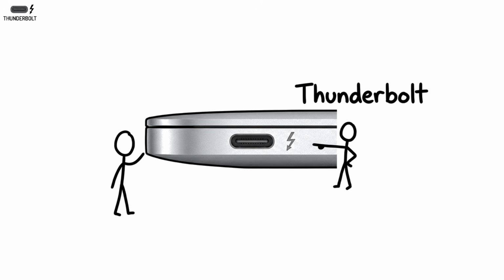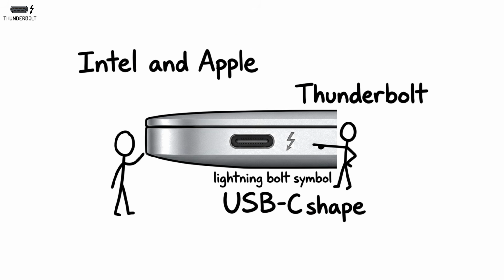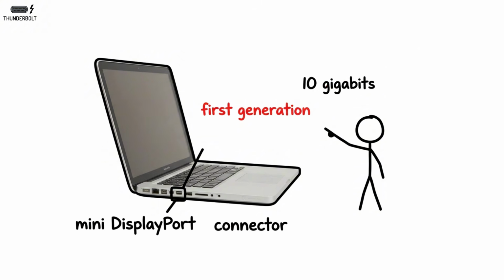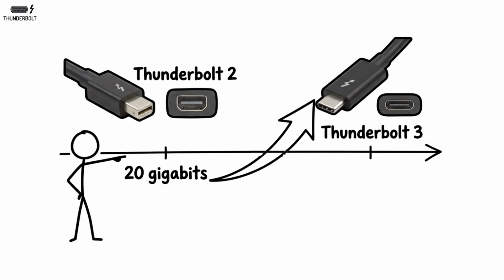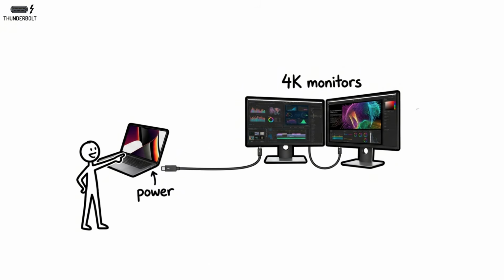That's Thunderbolt. Developed by Intel and Apple, Thunderbolt uses the USB-C shape, but is marked with a small lightning bolt symbol. The first generation actually used a different connector, mini DisplayPort, running at 10 gigabits per second. Thunderbolt 2 doubled that to 20 gigabits. Then Thunderbolt 3 switched to USB-C and hit 40 gigabits per second. Enough to power 2 4K monitors at 60 Hz or a single 8K display through one cable.